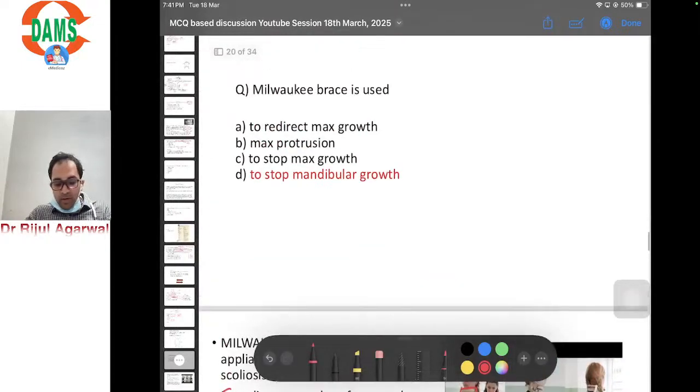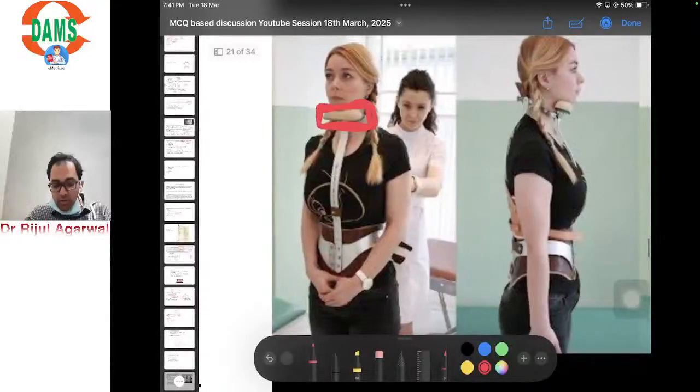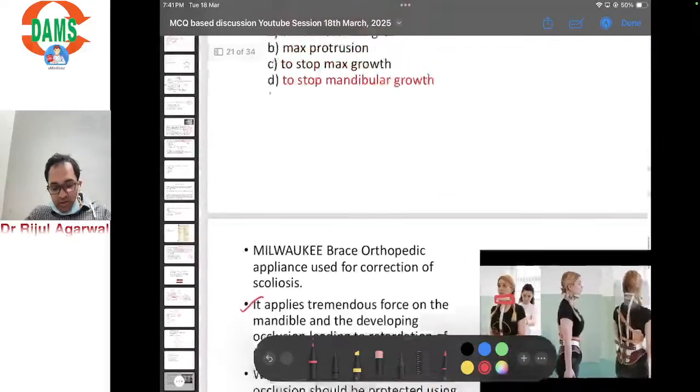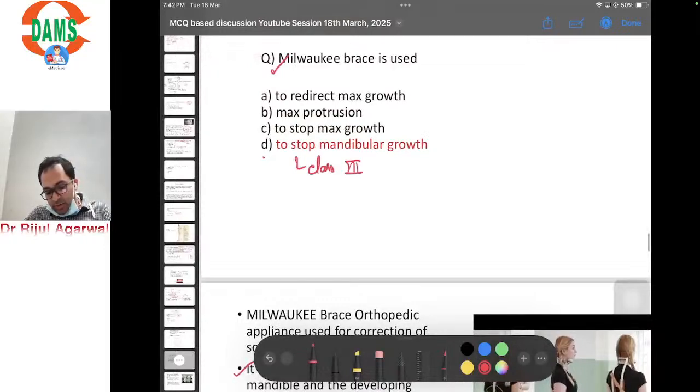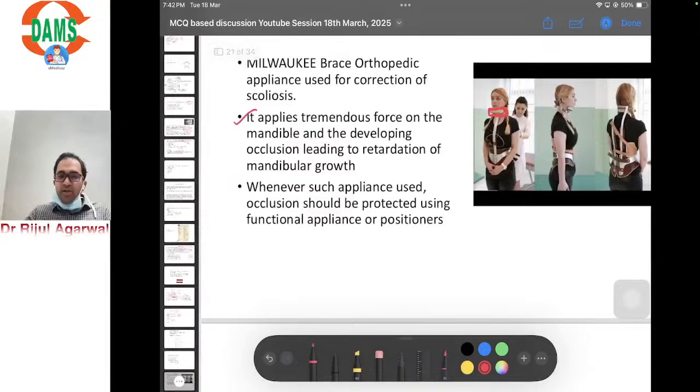Okay, so what they have changed in the question is how it is used in orthodontic therapy. It is used to stop the mandibular growth. How? Because of this anchorage support taken from the lower jaw, the lower jaw is not able to grow in the forward direction. So it is used to stop the mandibular growth, or you can say to correct class 3 skeletal malocclusion or class 3 malocclusion. Anyway, they can form the question and change it. Okay, so this is the image. Generally this appliance is never used for correcting the lower jaw or stopping the growth of the lower jaw. It's just the way they have formed this question to test the knowledge. Whenever such an appliance is used, occlusion should be protected using a functional appliance or positioners.